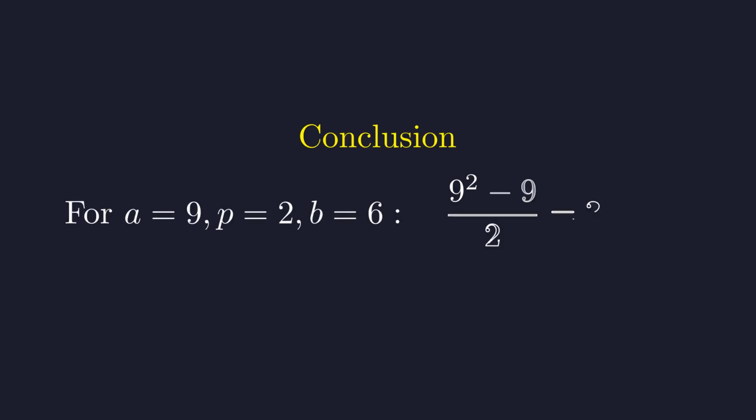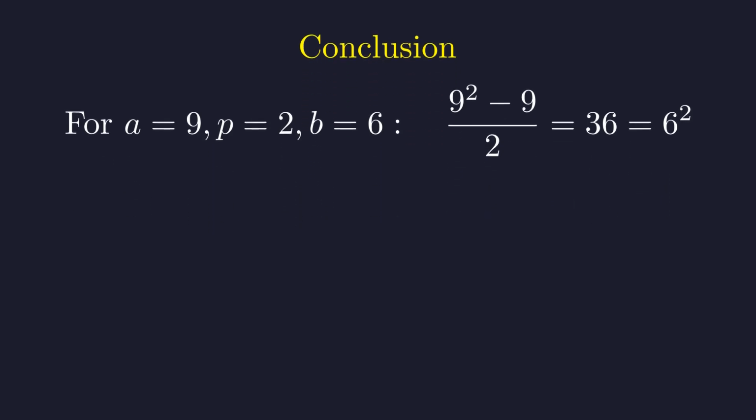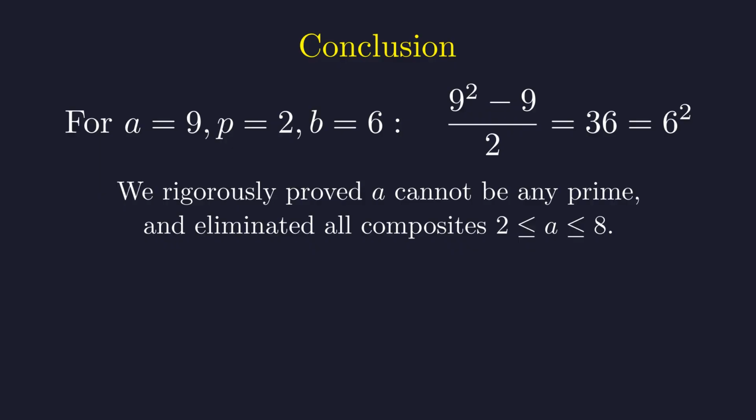Let's step back and appreciate what we've discovered. This problem took us on a journey through the deep connections between primes, perfect squares, and modular arithmetic. Our solution is elegant in its simplicity. A equals 9, P equals 2, B equals 6. Three small numbers that together satisfy this intricate mathematical relationship. The journey to this answer required us to eliminate every smaller possibility through a combination of theoretical insights and systematic computation. Each eliminated case taught us something about the structure of the problem.